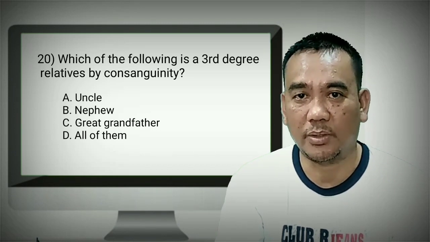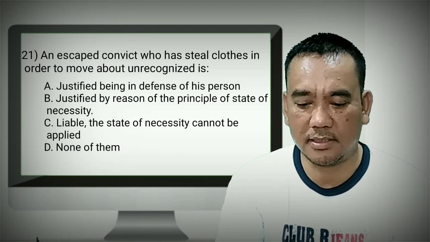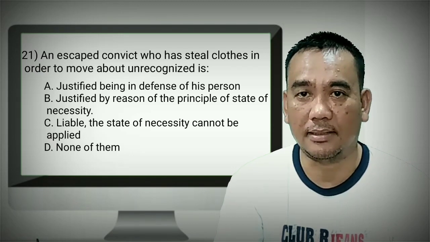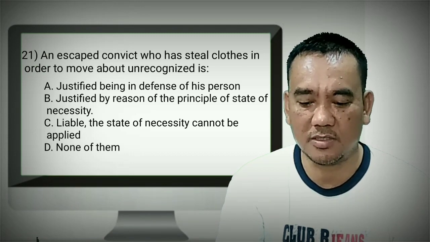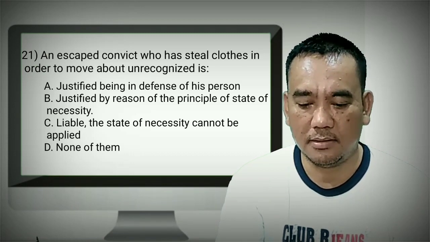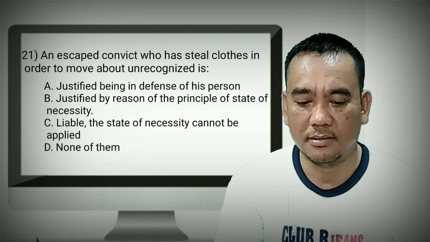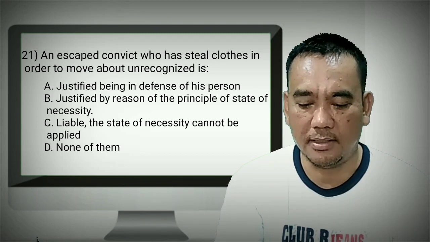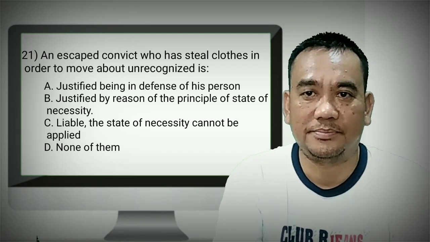Next, question number 21. An escaped convict who has stolen clothes in order to move about unrecognized. A. Justified being in defense of his person. B. Justified by reason of the principle of state of necessity. C. Liable. The state of necessity cannot be applied. Or D. None of them.